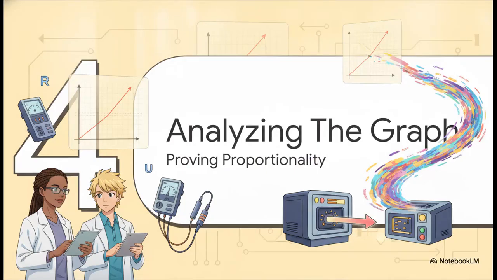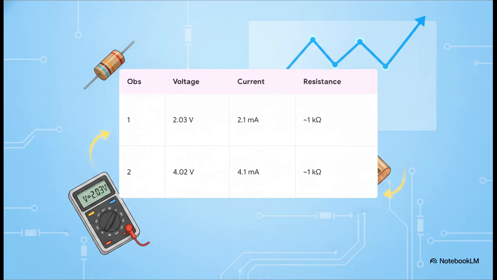Up next, Section 4, analyzing the voltage-current graph. Let's look at some actual lab data. Here, we're using a nominal 1 kilo-ohm resistor. In our first observation, we measured 2.03 volts, and the ammeter gave us 2.1 milliamps. If you do the math, divide the voltage by the current to find the resistance, you get roughly 1 kilo-ohm. Makes sense, right? But check out observation 2.